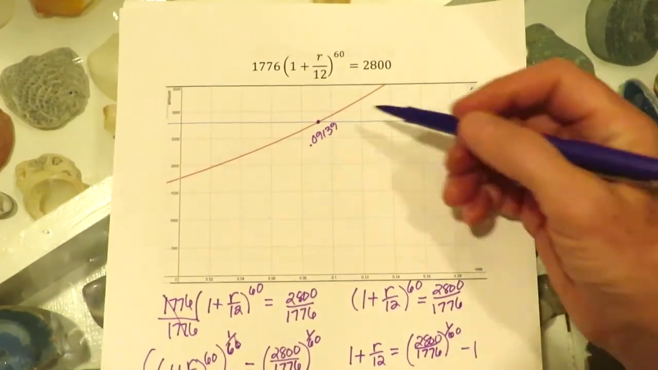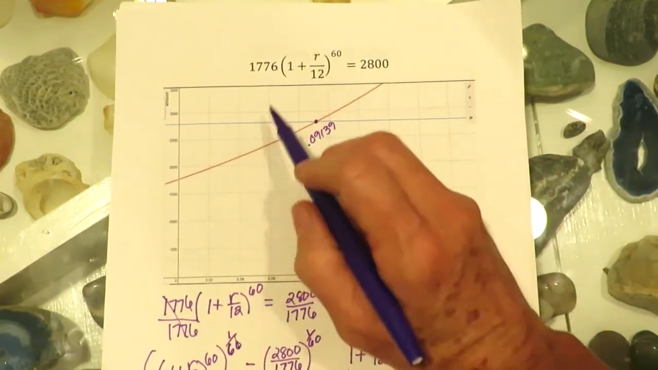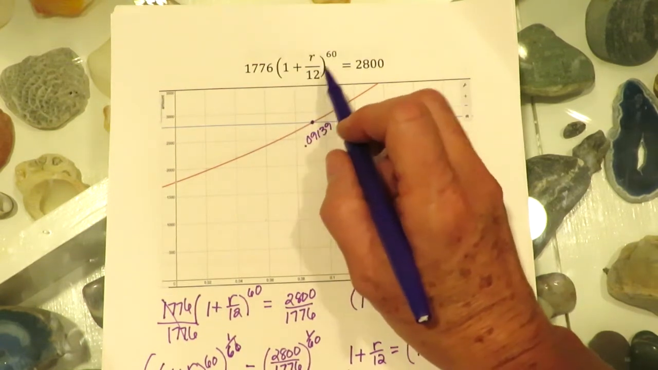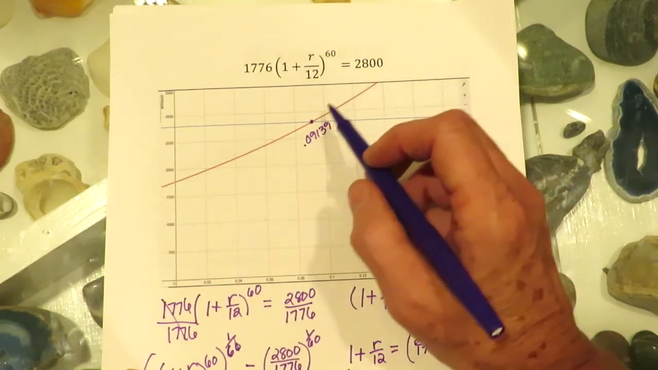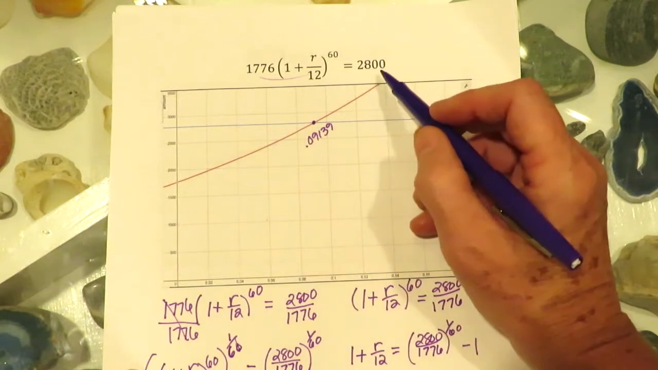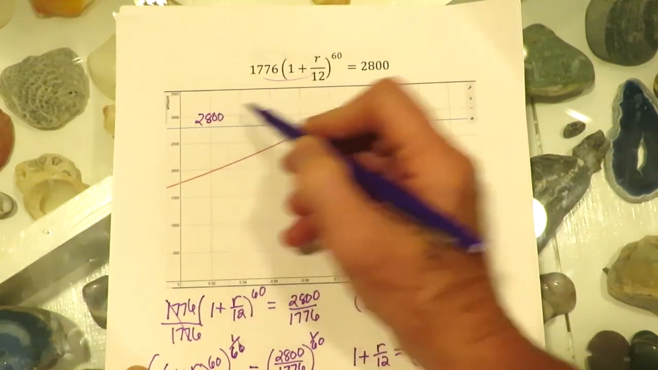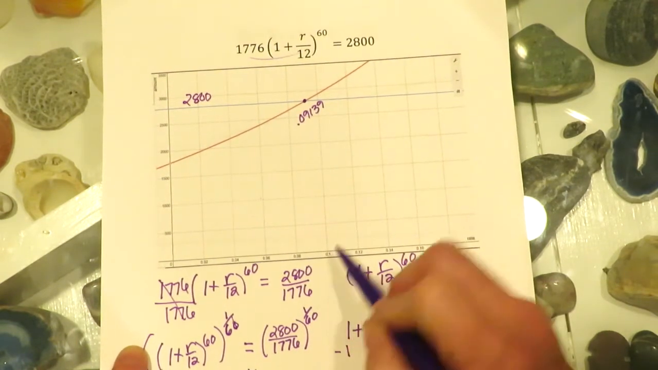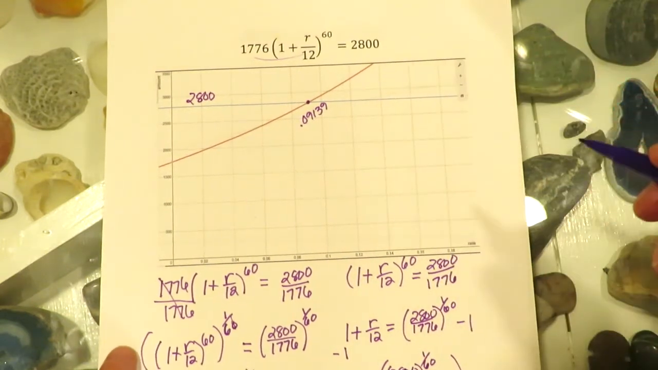We can see here in the graph, this was the curve that was plotting 1,776 times 1 plus r over 12 to the 60th. That's that function. So if I graphed y equals this, I would get this red curve. And then I set it equal to $2,800. And you can see that our intersection's between 0.06 and 0.1, so we found it to be 0.09, or that 9% interest rate.